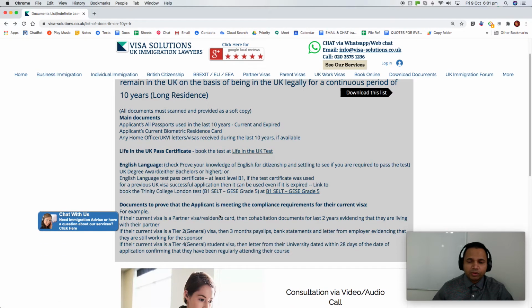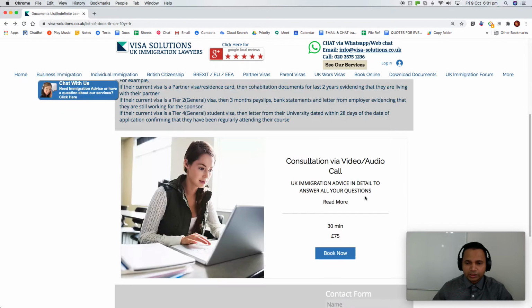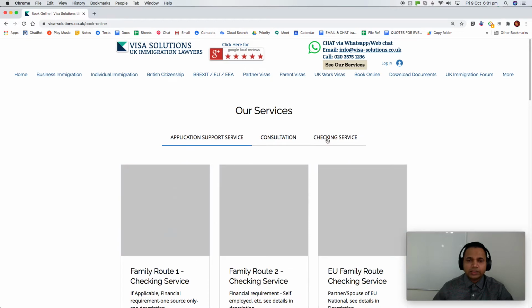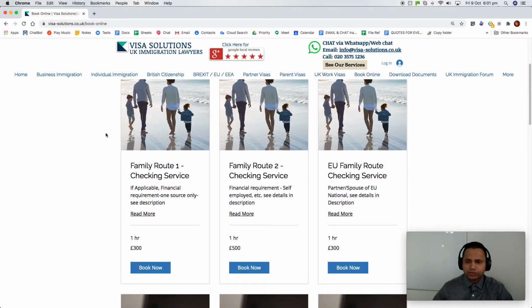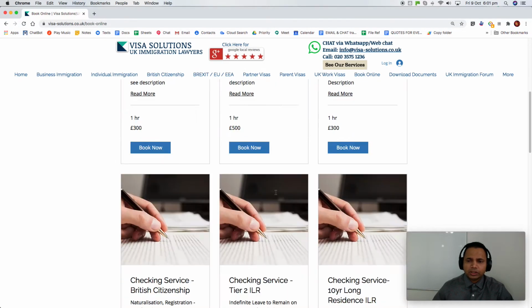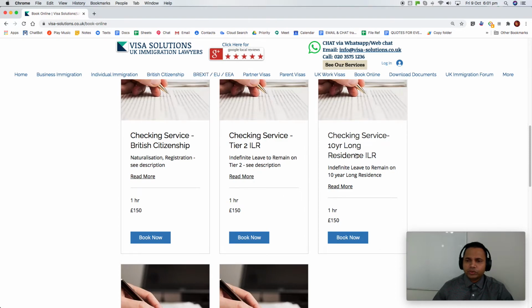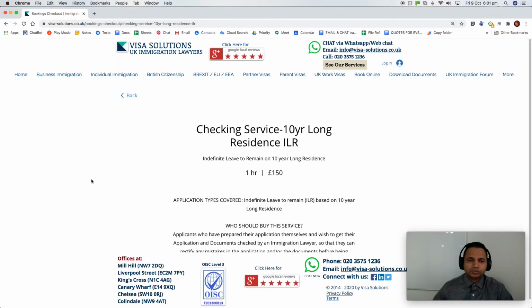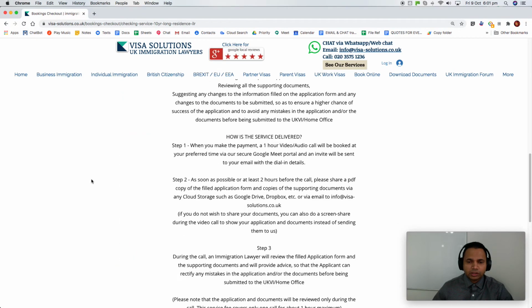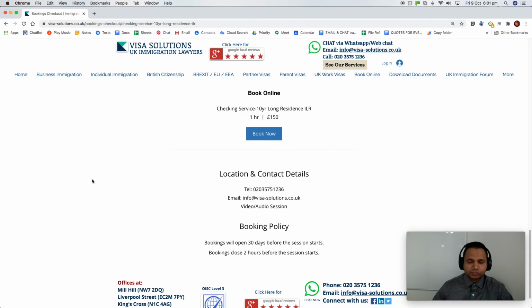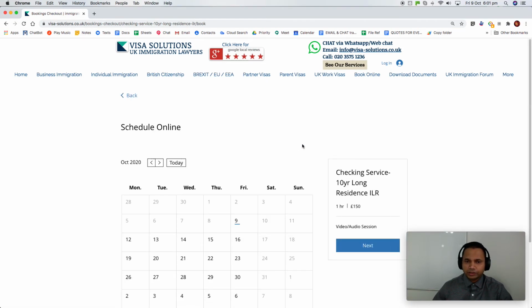So these are all the main requirements. You can download the list. If you want to discuss anything about your case, you can go here. Also, for this 10-year long residence, we also provide a checking service. This is the usual preferred service that I've seen people book. It is the checking service 10-year long residence, this one. It gives you all the details over here, what it covers and all. And you can just book here. You'll see our calendar. You can make the payment and take it from there.